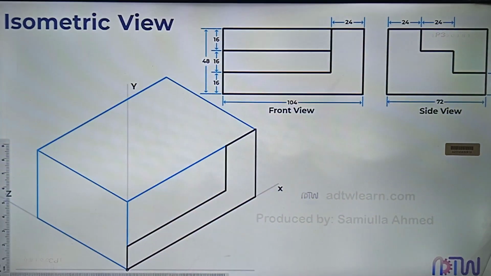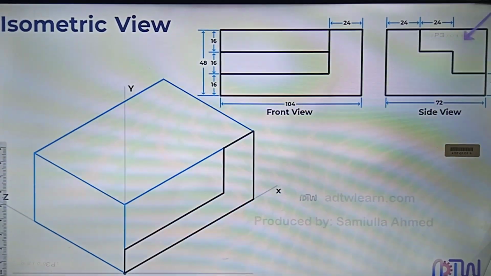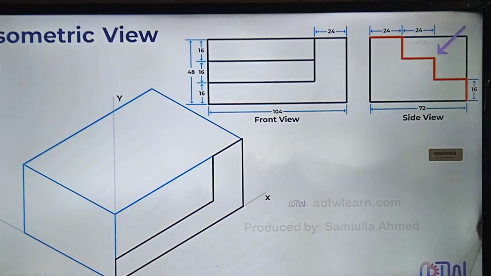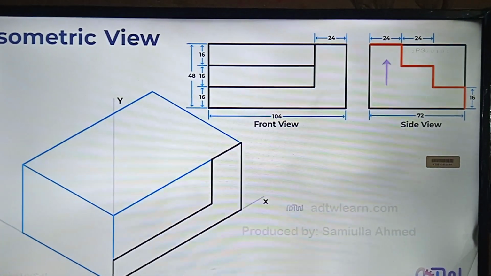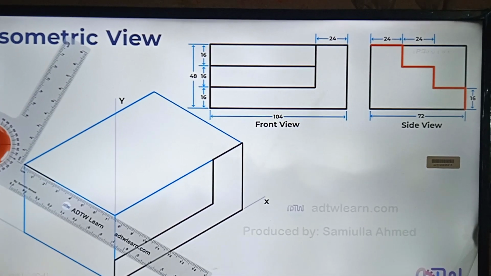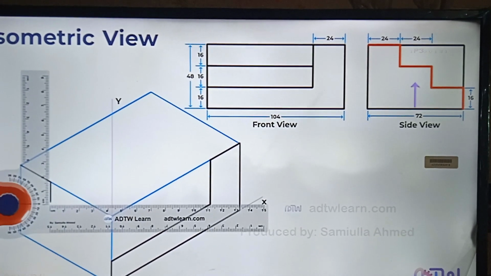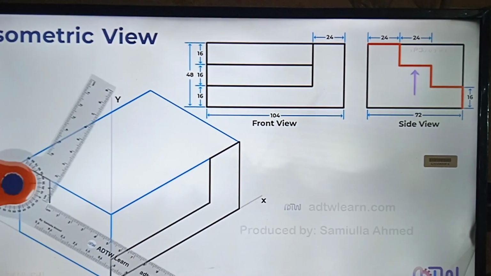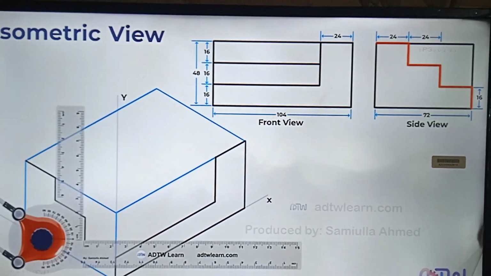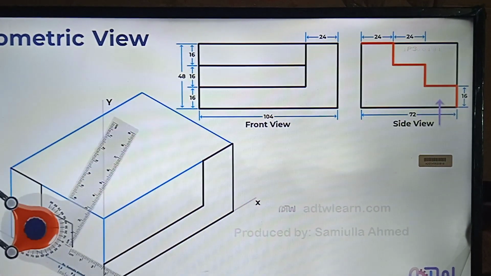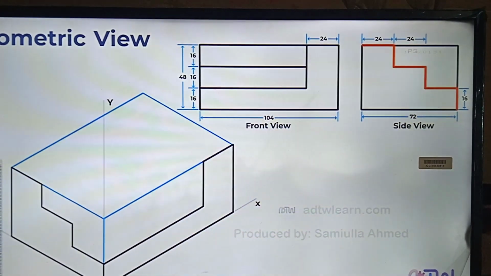Let's proceed with adding the features visible in the side view of the object in the YZ plane. We can observe that there is a stair-like structure in the side view. To construct this, draw a line of 24 millimeters parallel to the Z-axis. Next, draw a vertical line of 16 millimeters, followed by another line of 24 millimeters parallel to the Z-axis. Draw another vertical line of 16 millimeters, and finally, a line of 24 millimeters parallel to the Z-axis. This completes the side view of the object in the YZ plane.